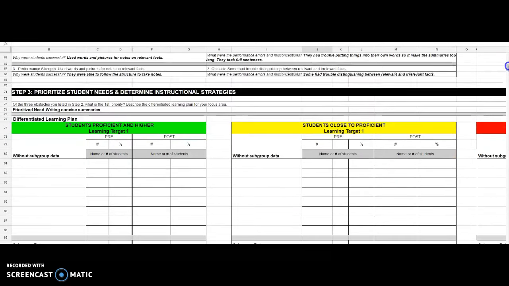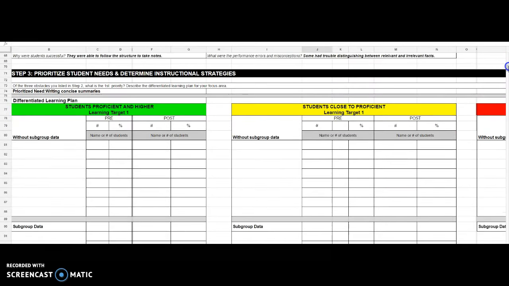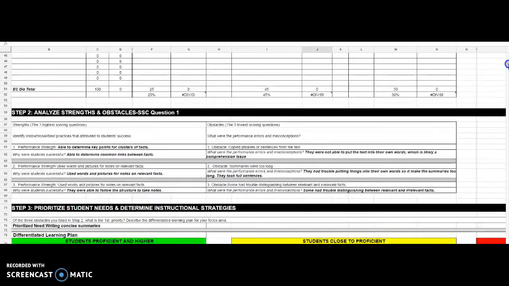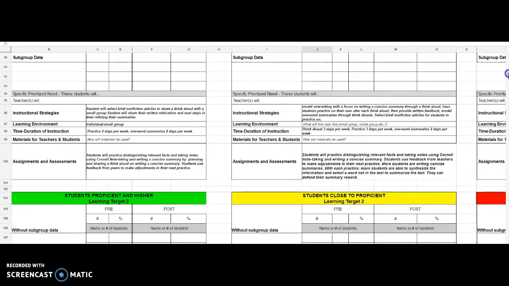Step 3 for quarterly, if you were doing quarterly or short cycle, you would note what students are doing that are proficient, close to, or far away. This building noted that. They have what their students that are proficient will do, the students that are close to, and the students that are far away.